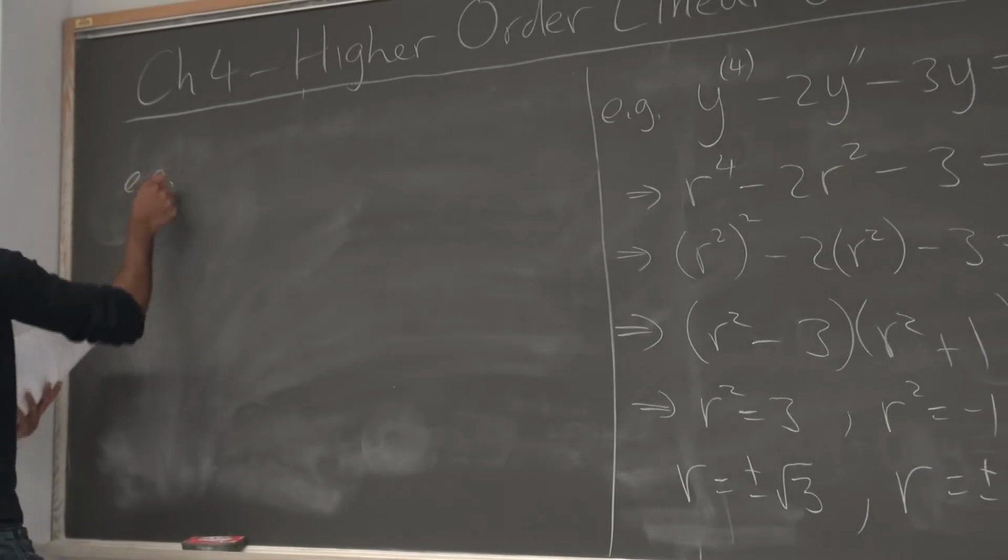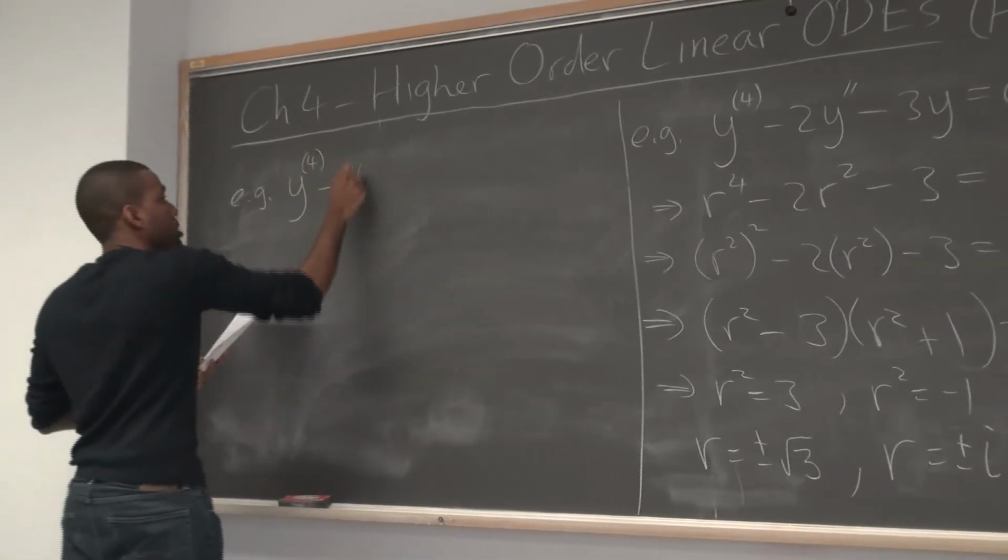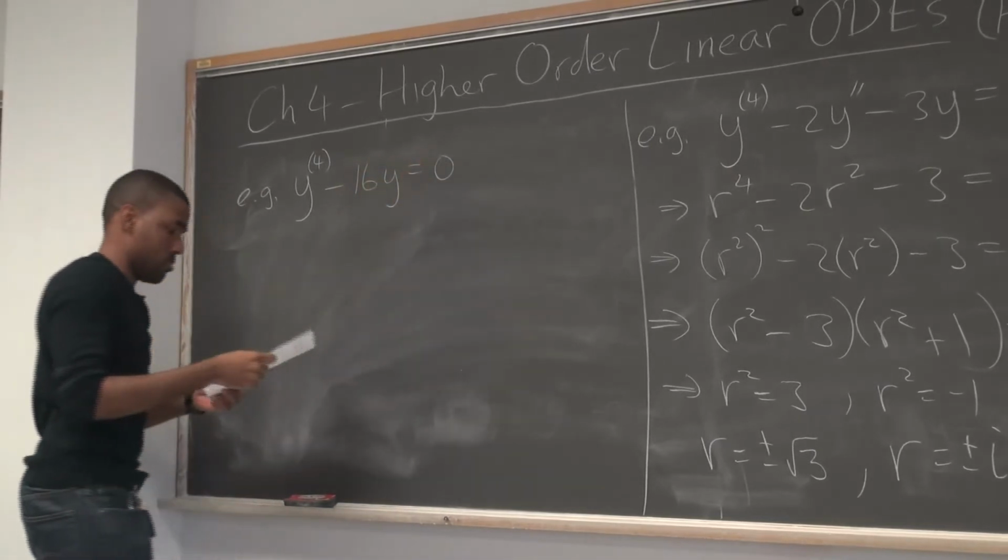This one, y to the fourth derivative minus 16y equals 0.